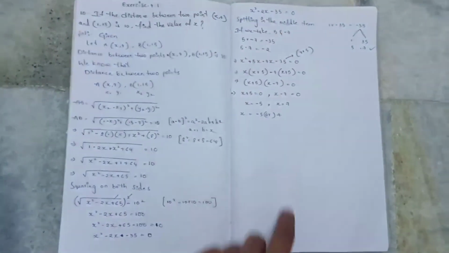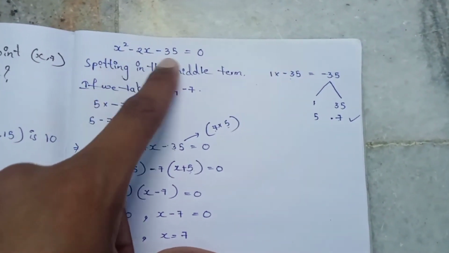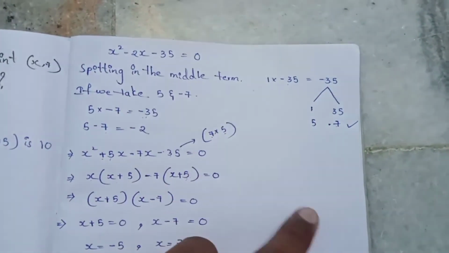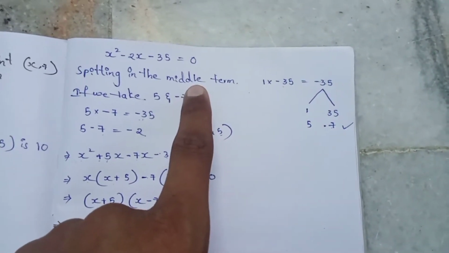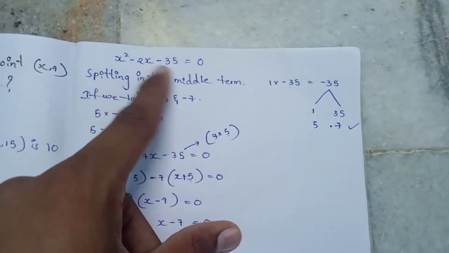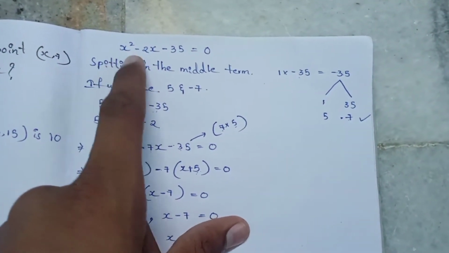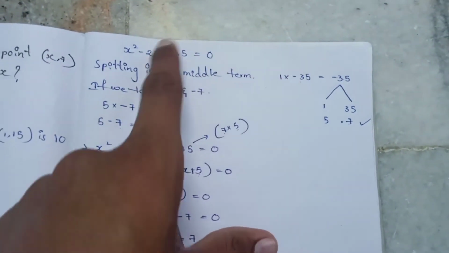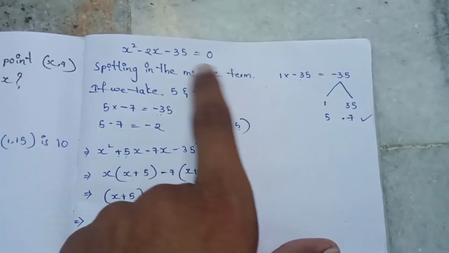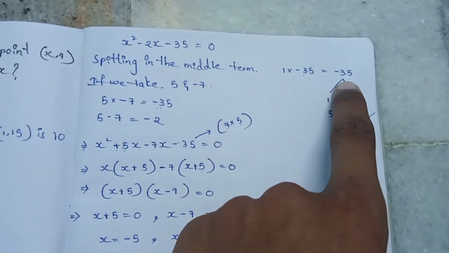Observe this. When they give it like this, first the square term, next the x term, next the number, we have to use the splitting the middle term formula. When we use this, we have to multiply the first term into the third term. What is in the first term? Nothing is there, so we have to take 1. 1 into the third term, minus 35, is nothing but minus 35.